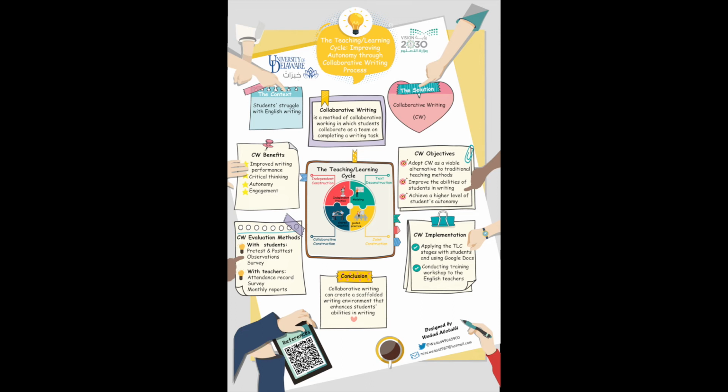And to talk about the implementation of collaborative writing, it will be through two phases. Of course, the first phase will be with my students in the classroom. So I'm going to apply with my students the 4 stages of the teaching learning cycle because I have 4 months in each term. So I think it is a good period of time in which I can apply the 4 stages.